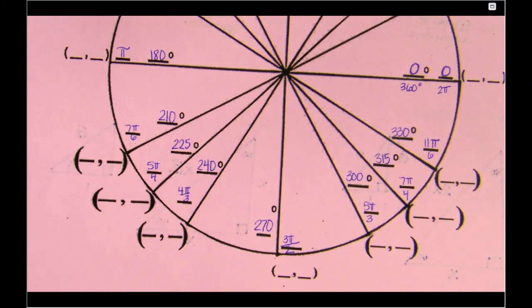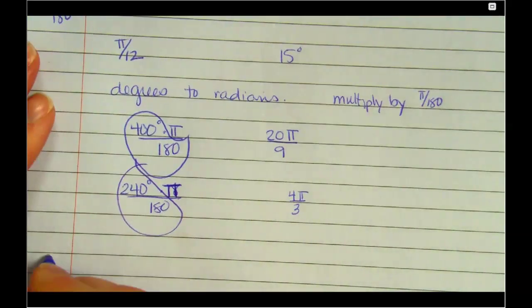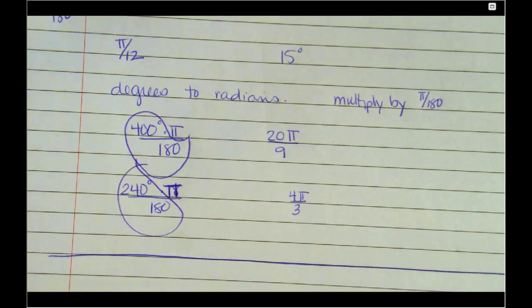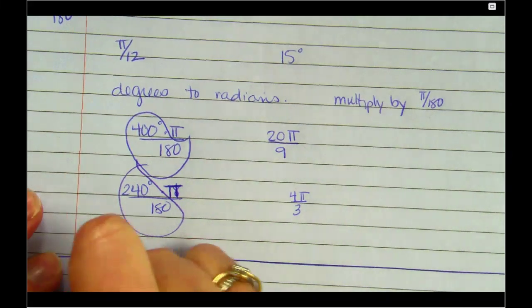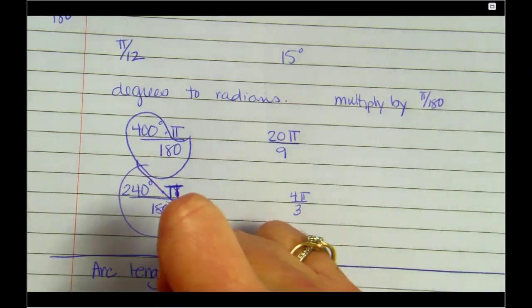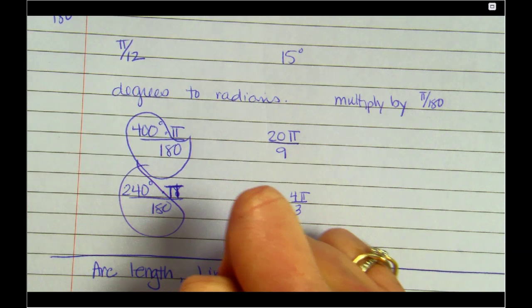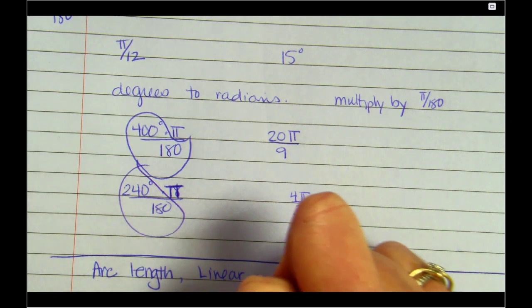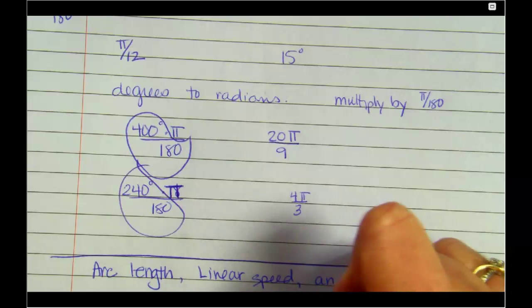Now, the last couple things we need to talk about today are very much geometry related. So a little trip backwards to geometry. We are going to talk about arc length. And then we're going to talk about linear speed and angular speed.